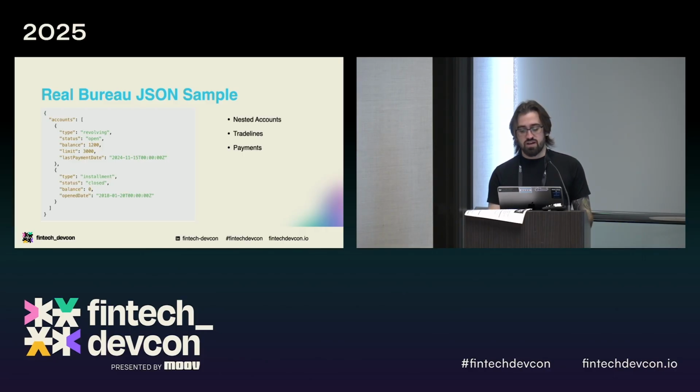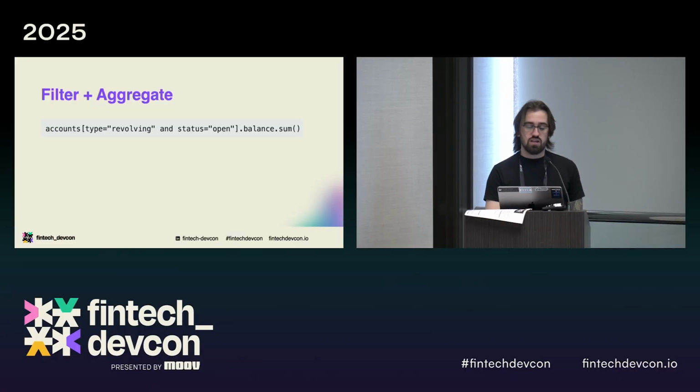So the first pattern I'll go over is filter and aggregation. This is like that first example I showed you. This will filter for all open revolving accounts and then sum the balances, and there's no loop. This is what I personally wanted it for when we first looked at JSONata. We would have to loop a lot in our code base, and we used this one line to basically get rid of an insurmountable amount of loops.